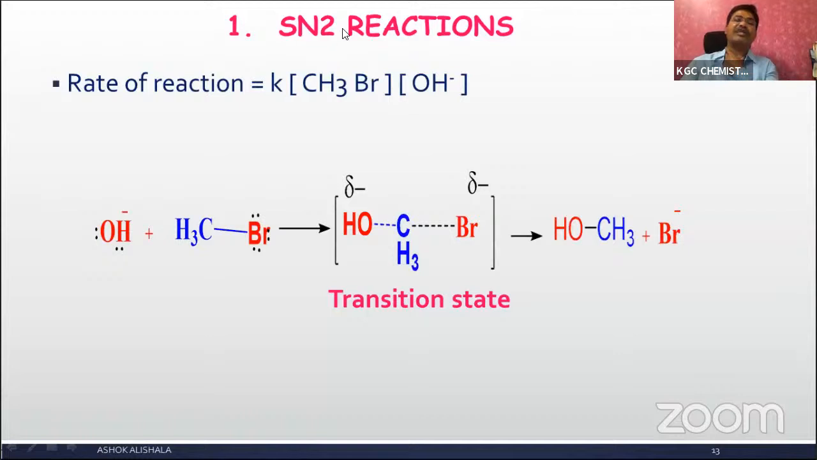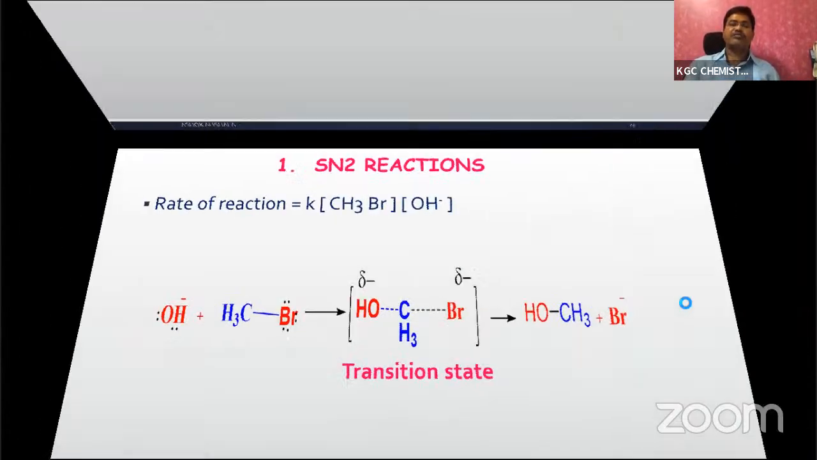That's why we can call it the SN2 reaction. The 2 stands for the transition state. Both groups, that is the leaving group as well as the incoming group, are present. That's why it is called an SN2 reaction. An SN2 reaction is a single step reaction. Only in a single step it will be converted into the alcohol product.